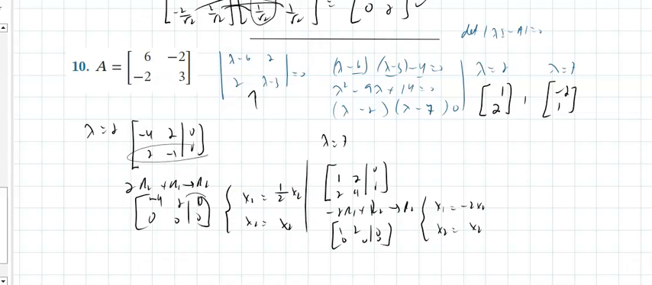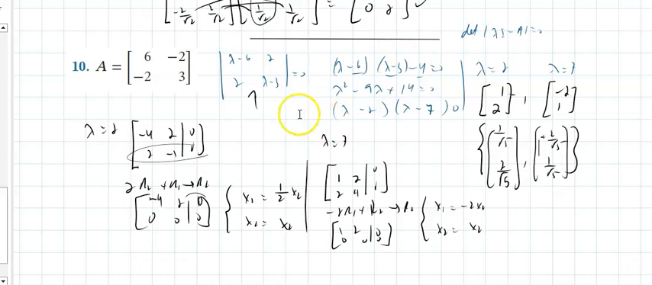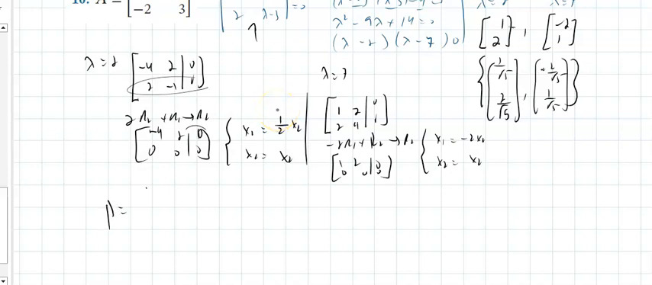So they are orthogonal, but to have them orthonormal, this is 1 plus 4, 5. 1 over radical 5, 2 over radical 5. Right? We want to make them orthonormal. And this is also the same, but that one is negative 2 over radical 5 and 1 over radical 5. So we say, look, we know what P is. P is 1 over radical 5, 2 over radical 5, negative 2 over radical 5, and 1 over radical 5.